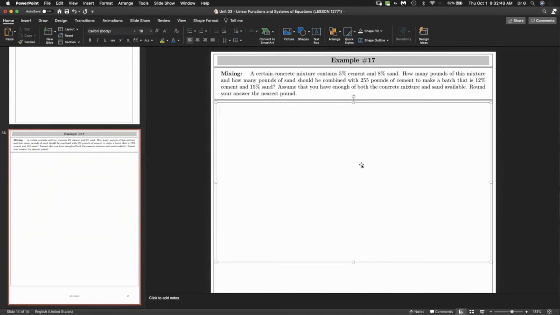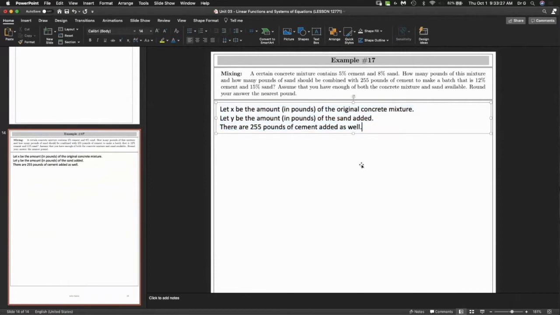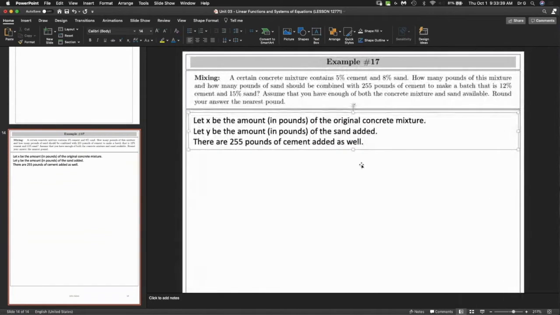So let's start with some let statements. So that's what we're working with. We have the concrete mixture, and then we have the amount of sand, and those two quantities are x and y because we don't know how much of each we need to add. So what we want to do now is set up some equations so that we can solve for the values of x and y.